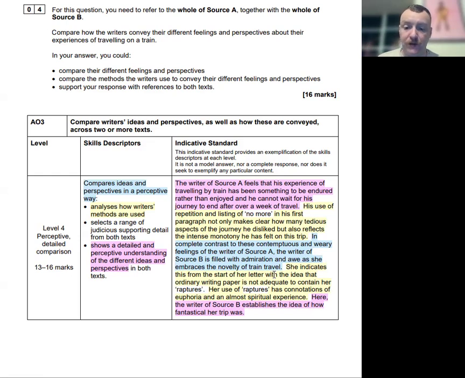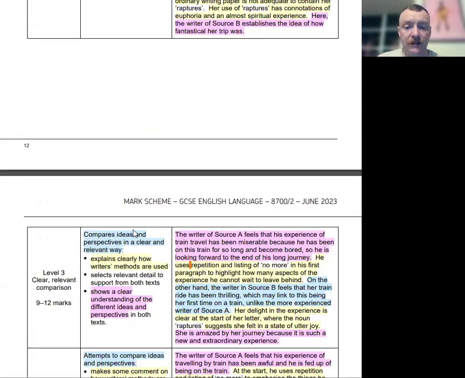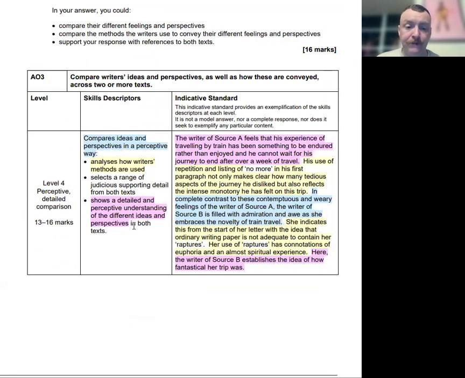We're always reading, okay? Here, the writer of Source B establishes the idea of how fantastical her trip was. So, clear distinctions between the two journeys, okay? So, as you can see, they're level 4. There are other levels, but like I say, I'm just focusing on the top one today.